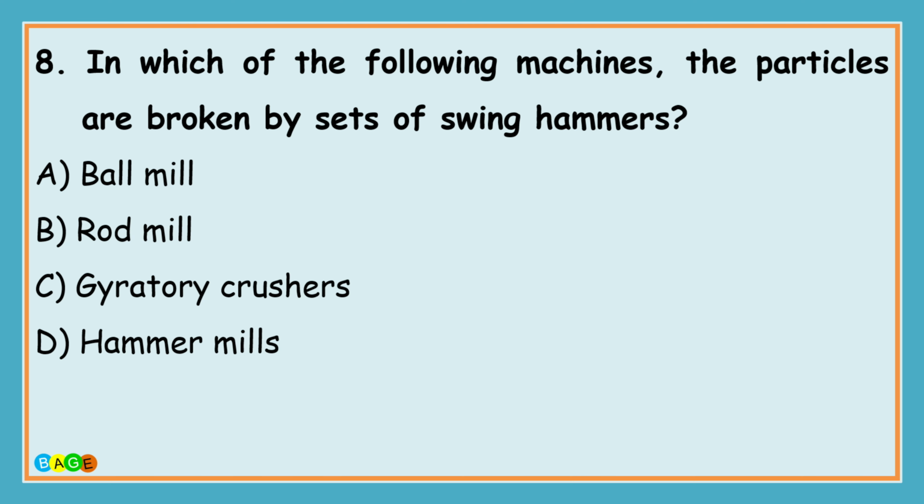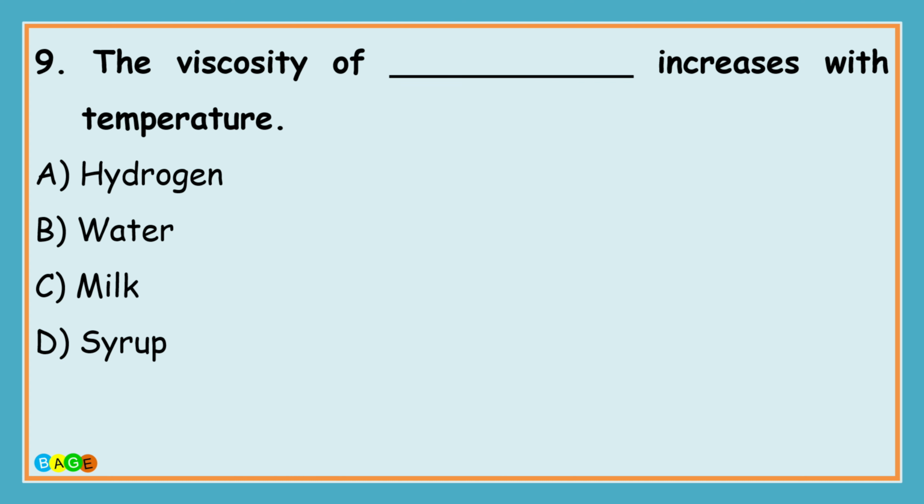Question number 8 is in which of the following machines the particles are broken by sets of swing hammers, and the options are A ball mill, B rod mill, C gyratory crushers and D hammer mills, and the correct answer is option D hammer mills. Question number 9 is the viscosity of dash dash dash increases with temperature, and the options are A hydrogen, B water, C milk and D syrup, and the correct answer is option A hydrogen.